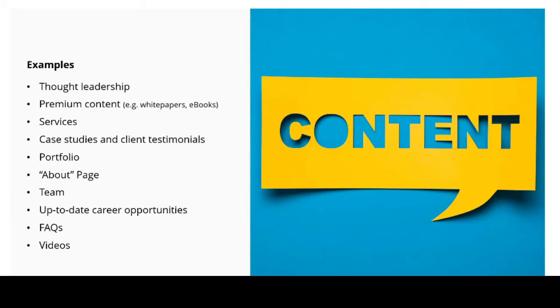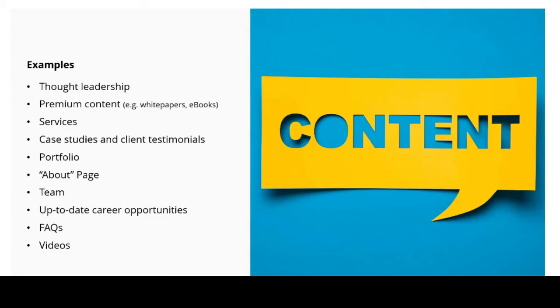You could have a team page. Again, this humanizes your brand. And if potential customers can see the people behind the name, they will feel more comfortable. If you're expanding or seeing rapid growth, then having up-to-date career opportunities on your site is an absolute must.